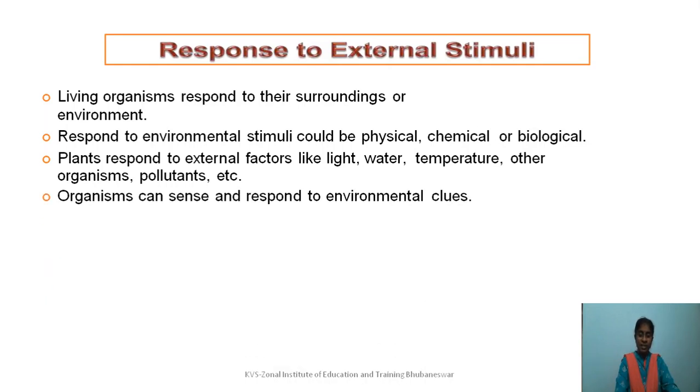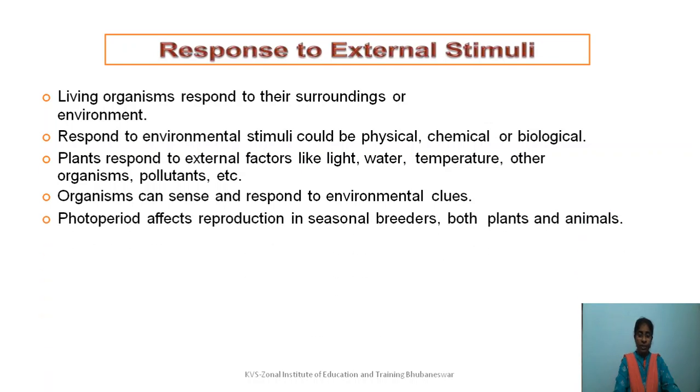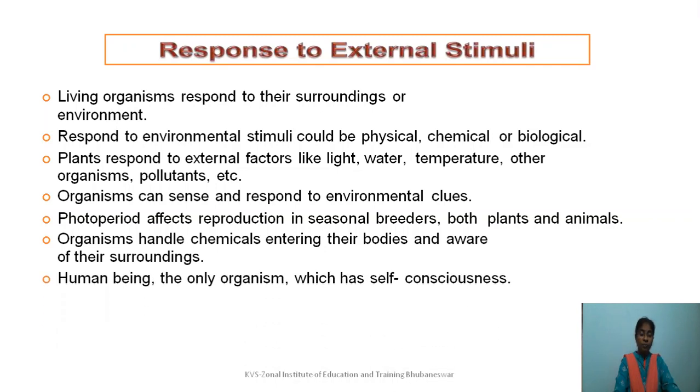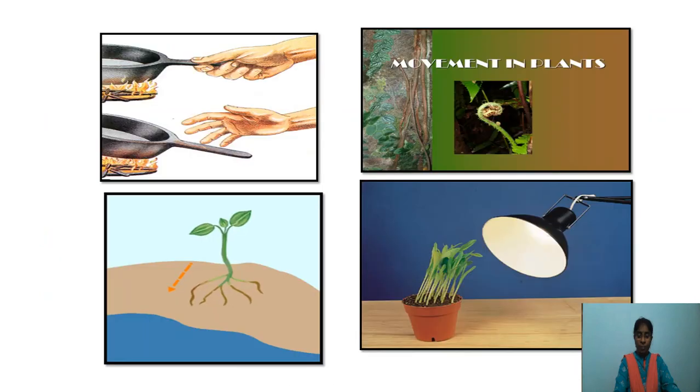Organisms can sense and respond to external cues. For example, photoperiod affects reproduction in seasonal breeders, both plants and animals. So organisms handle chemicals entering their body and are aware of their surroundings. Human beings are the only organisms which have self-consciousness.